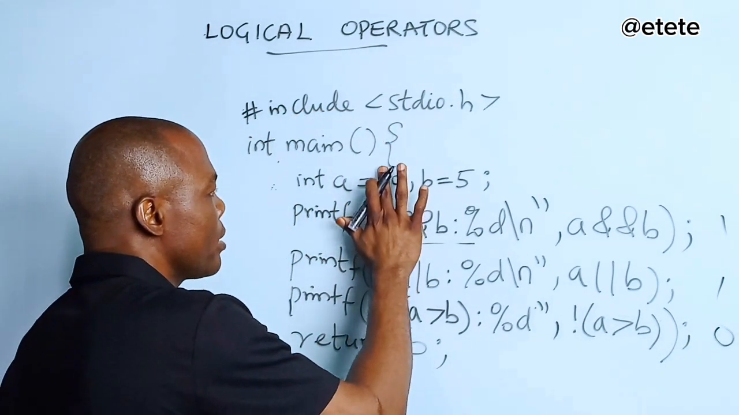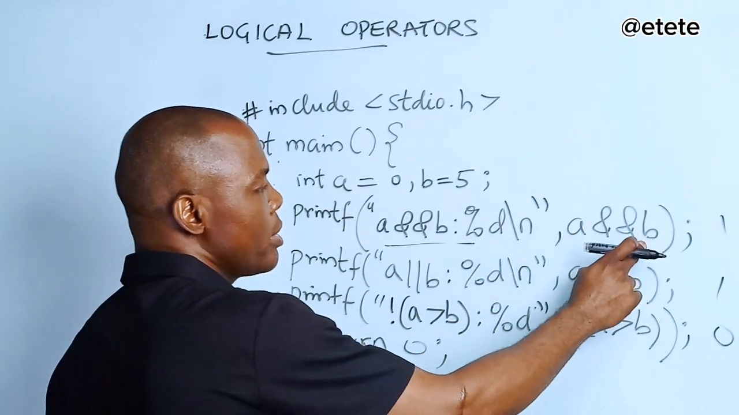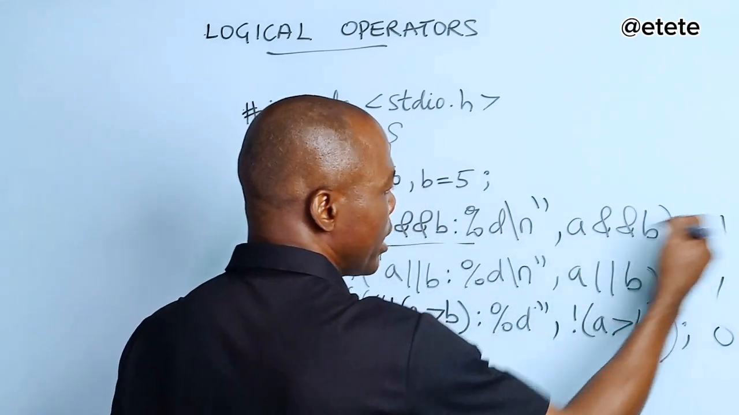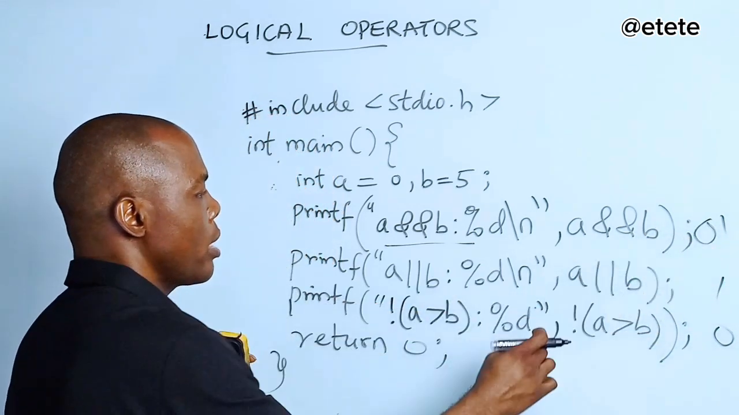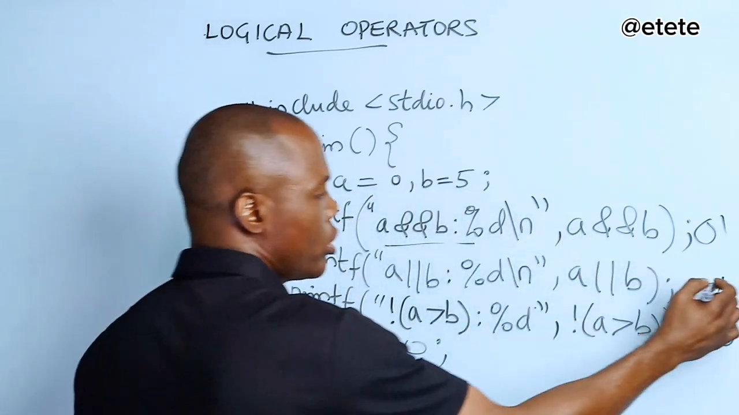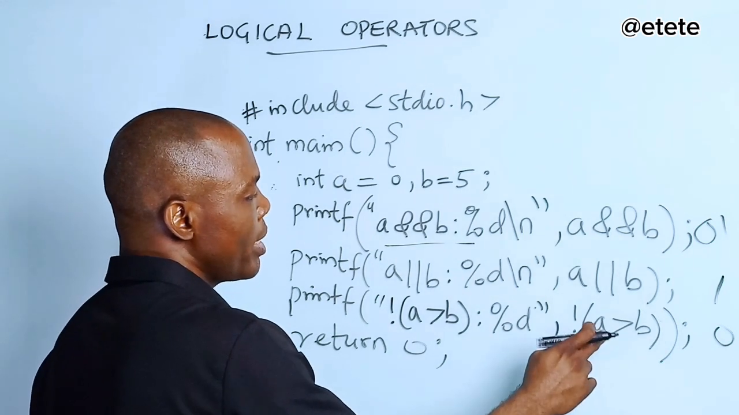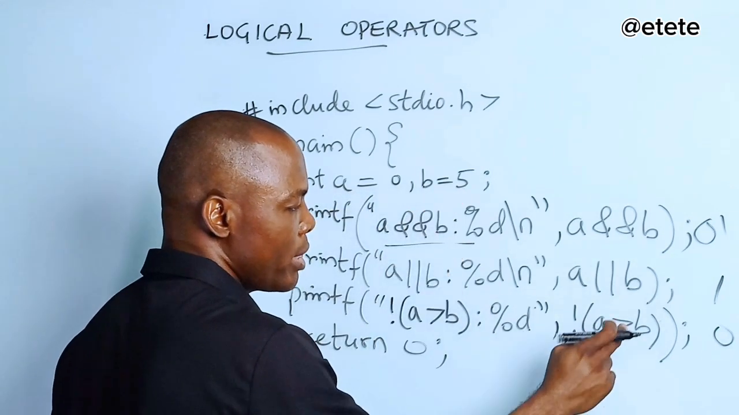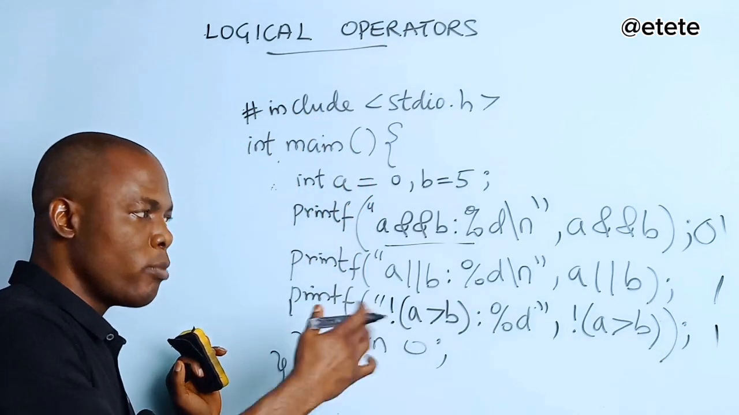Now, if I change this place, if I remove this and I change this to 0, A and B, this is false. This one will return 0, which is false. That is, it will return false. It will return 0. Then A or B, this is 1, this is 0. So this one will return 1, based on what I showed you on that switch. Why this one? A is greater than B. A is 0, B is 5. A is not greater than B, that is false. But the NOT will change it to true. So this one will return 1. That will be my output.